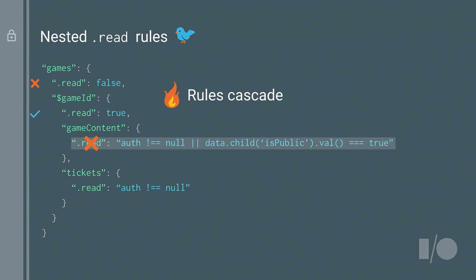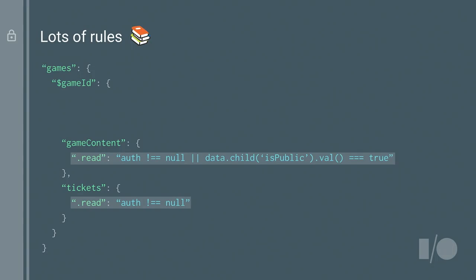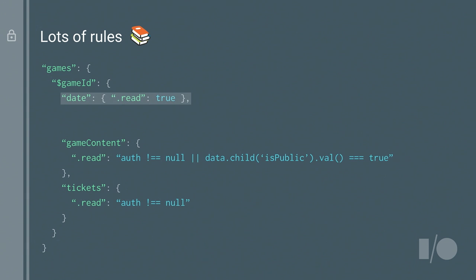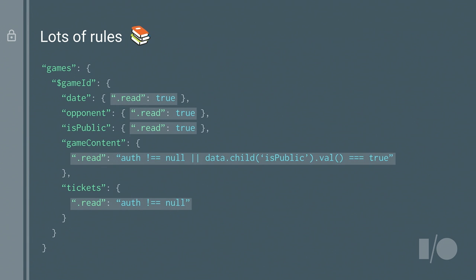And that's because if we are allowing people to read games/game ID, then they certainly are going to be able to read games/game ID/game content. So in addition, this tickets rule won't even be included either. So we need to work around this a little bit. And the way we can do that is, one option is just copying these two rules that we had previously, and then just specifying read true for every field we want to be publicly readable. This definitely works, but it involves a bunch of different read rules.